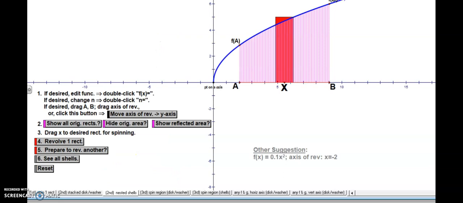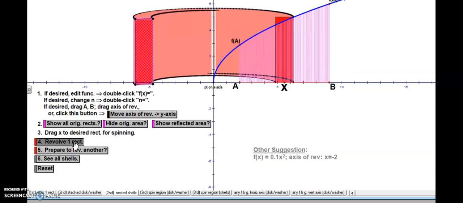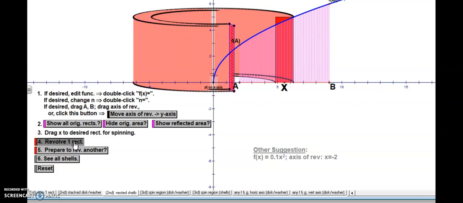So taking a look at another example of what the shell method does, if I look at this curve where I've got a whole bunch of these rectangles that are going from A to B, I'm revolving each of these rectangles that are going to be parallel to my axis of revolution, which in this case will be the y-axis. If I revolve one of those rectangles, you should see this cylinder, the cylindrical wall that's created, all right?